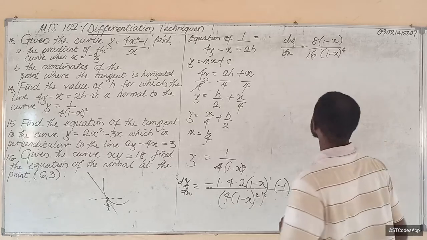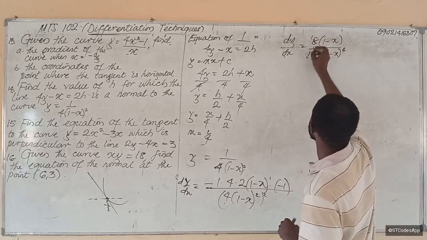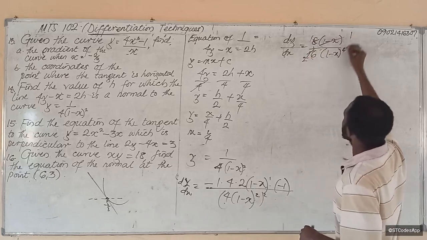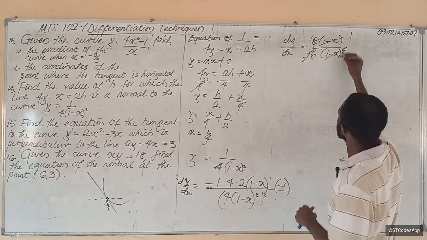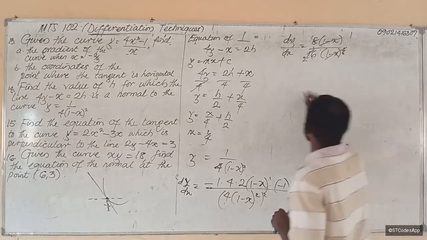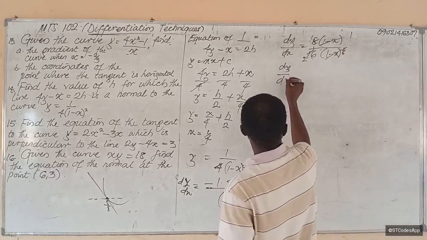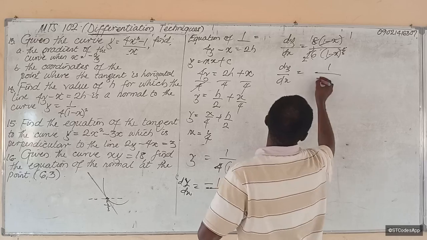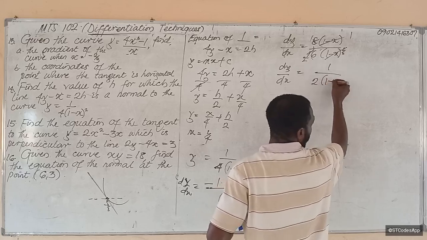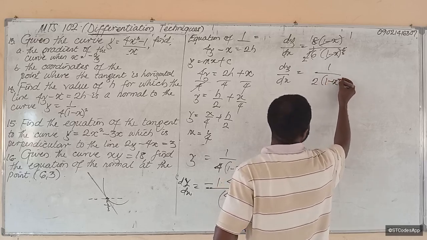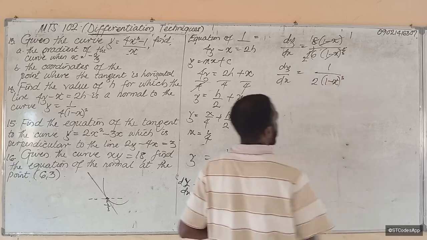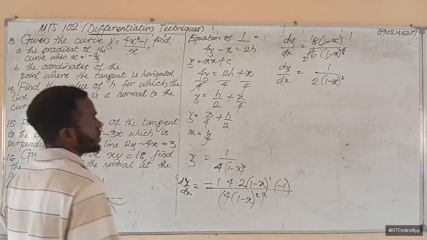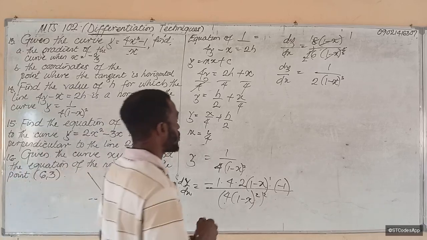Is it clear? So if that's the case, here 1, here 2, here 1, here it will remain 3. Does that make sense? Because it's just about 4. So that dy dx will now be equal to 1 over 2 into bracket 1 minus x raised to power 3, all raised to power 3. Okay? So that is dy dx.